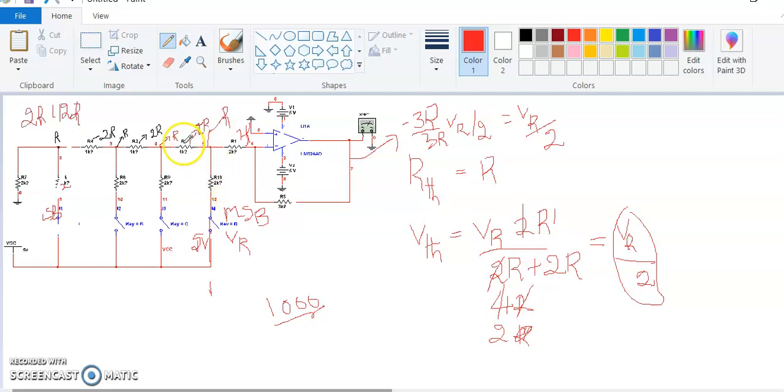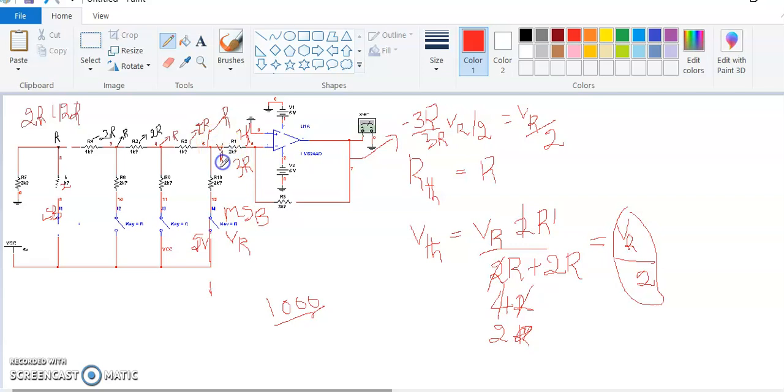These two resistors, this 2 kilo ohm resistor, are in parallel, so if we simplify this one, we'll get an R here. So this is R and this one is a 2R. These two are in series, so R plus 2R will get a 3R here. So this is a 3R and Thevenin's voltage is VR by 2.